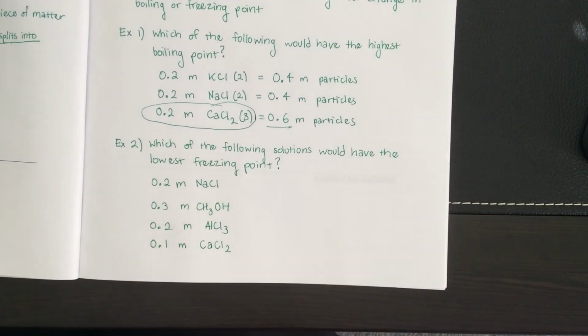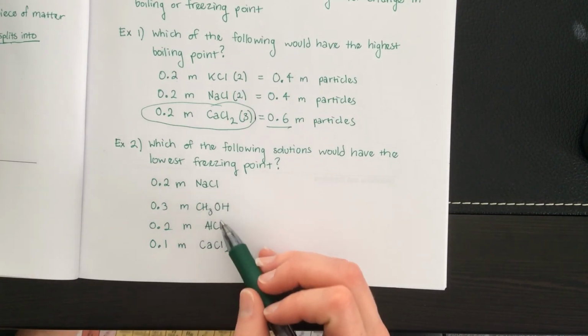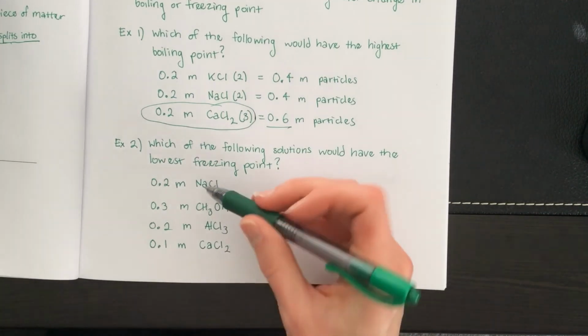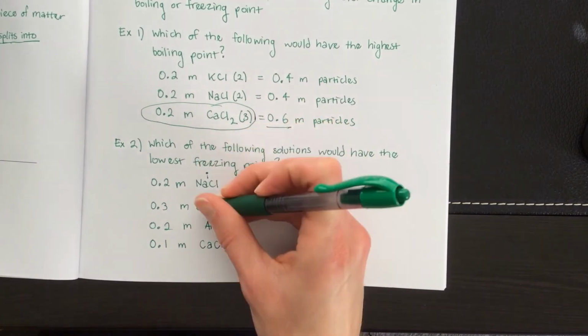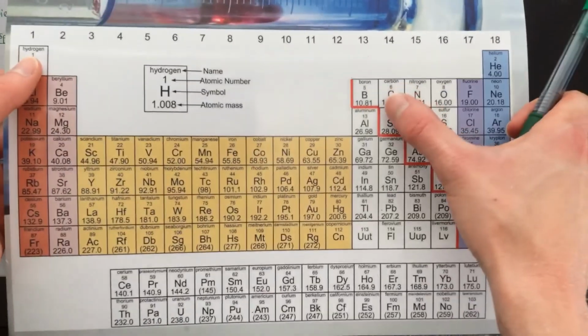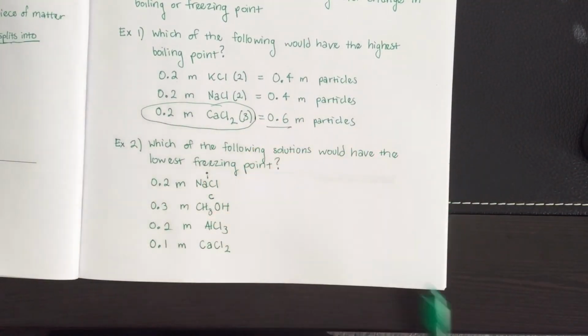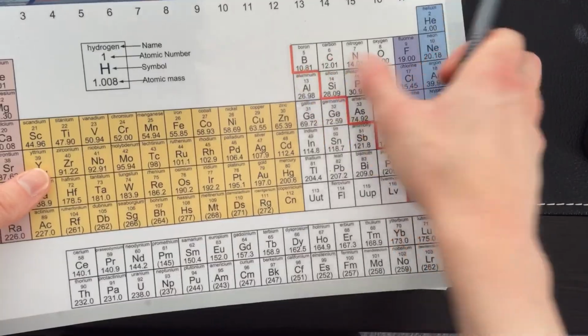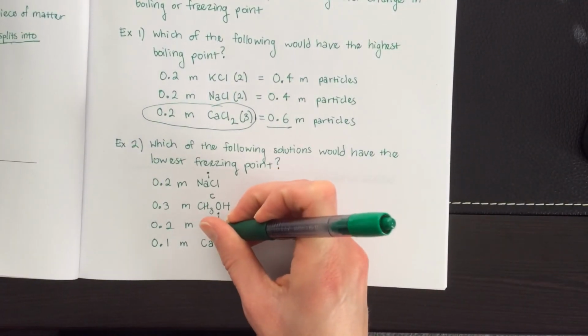Okay, this is going to take just a second, but then we're almost done. The first thing we need to do is figure out whether these are ionic or covalent. We already know NaCl is ionic from up here. CH3OH, that's all nonmetals. We've got H, which is a nonmetal, and C, N, and O, which are nonmetals. So that's covalent. Aluminum is right here, it's a metal, so this one is ionic. And we've already done CaCl2, so that one's ionic.